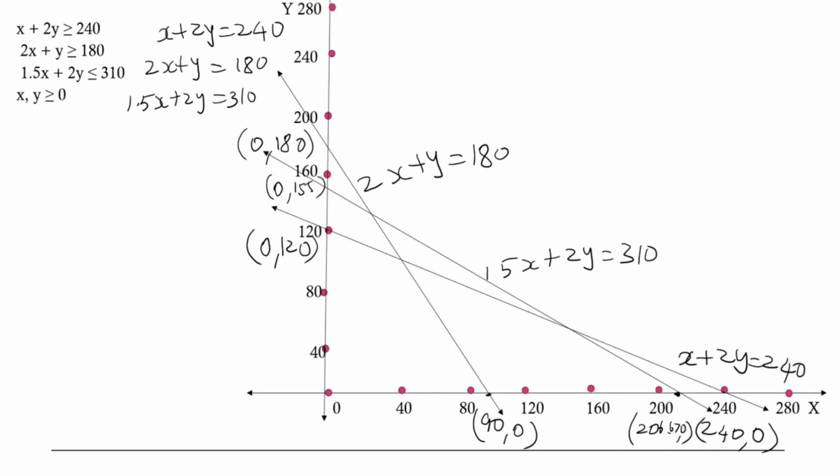When we draw these points on the graph sheet, it is easy for us to get the points of intersection also. So we have drawn the lines corresponding to these 3 equations. Now we have to find the feasible region. So let us look at the constraints. The first constraint is x plus 2y greater than or equal to 240. So the area corresponding to the first constraint is this part.